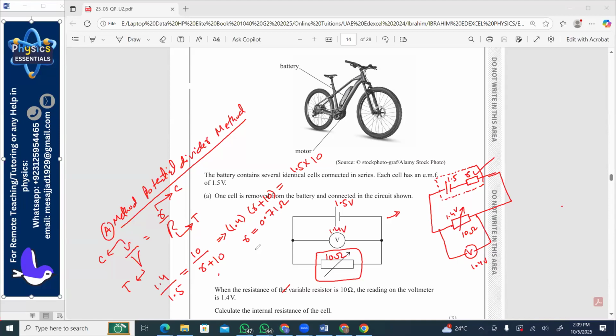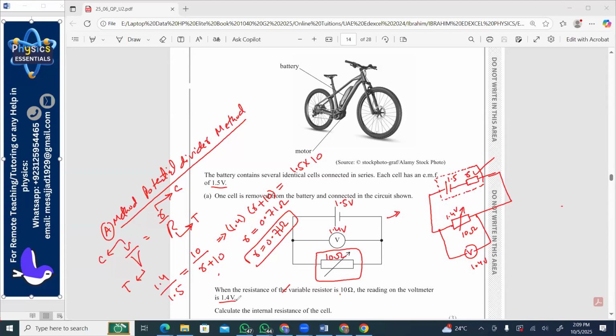And when you find the internal resistance from here, it is going to be 0.71 ohms. I think 0.71 is fine because there are two significant figures. So that is the method to find the internal resistance using the potential divider method.